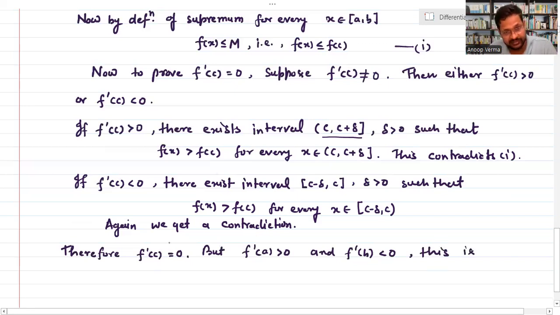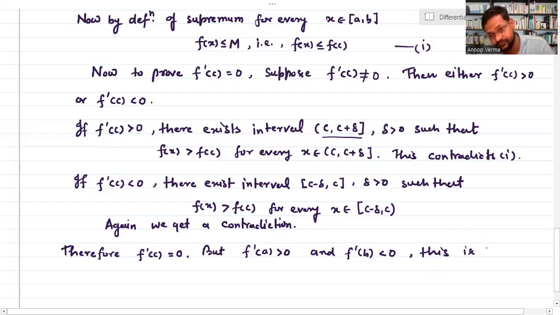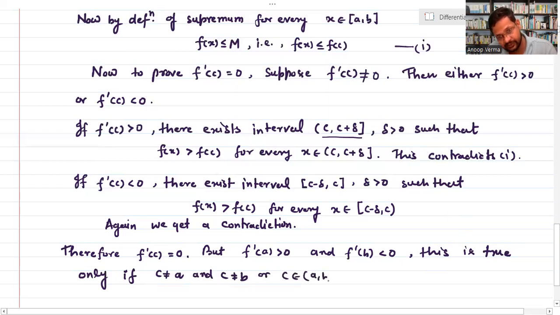f'(c) will be 0 when c is not equal to a and not equal to b, and it should belong to the open interval (a, b), because at points a and b the derivative is positive or negative. So the c we are taking from the closed interval [a, b] is a point of the open interval (a, b). So f'(c) = 0 is true only if c is not equal to a and c is not equal to b, or we can say c belongs to the open interval (a, b).